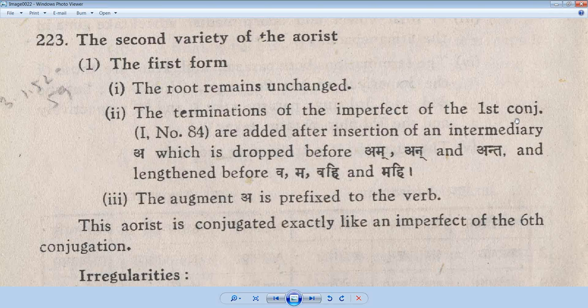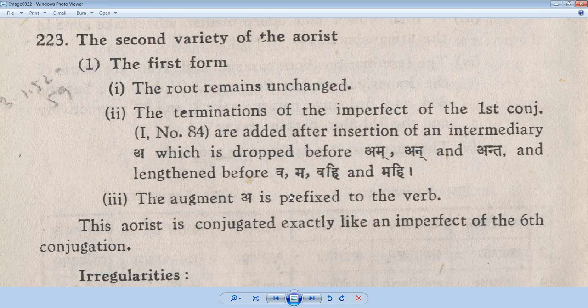So therefore he talks about it like the first conjugation: apatat, apatatam, apatan, apataha, apatatam, apatata, apatam, apatava, apatama. Same thing here: avochat, avochatam, avochan, avochaha, avochatam, avochata, avocham, avochava, avochama. Because exactly the same things happen here, nothing special.